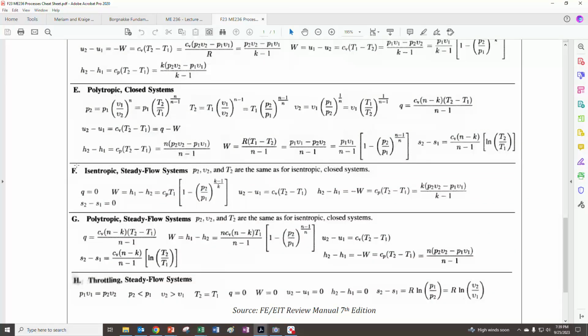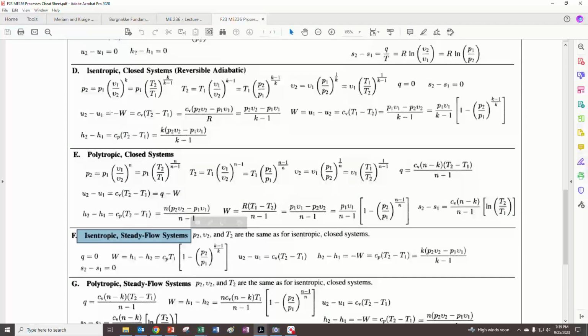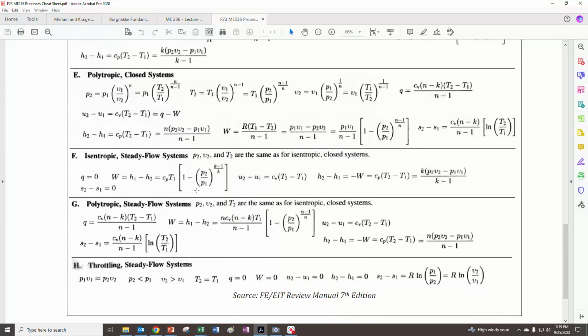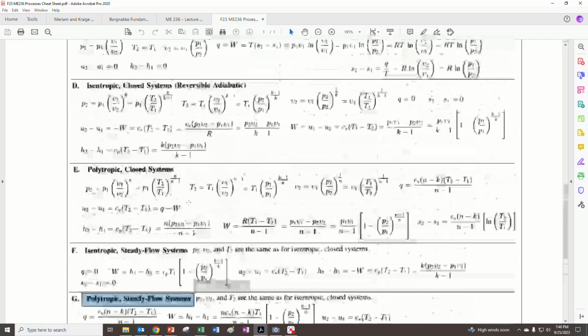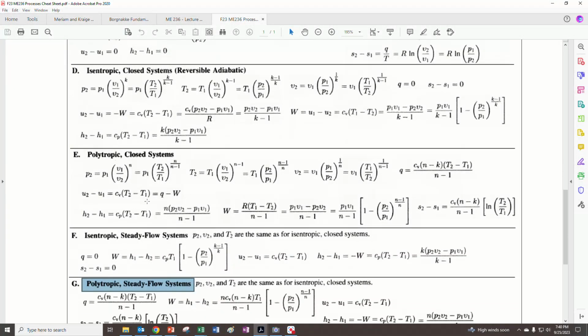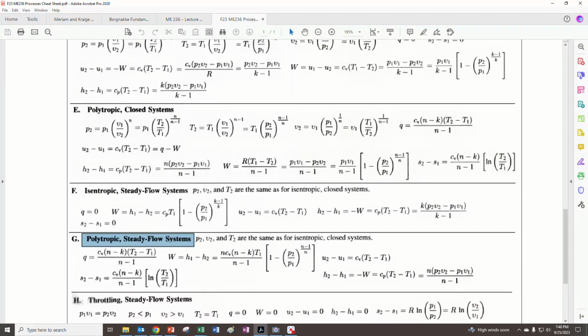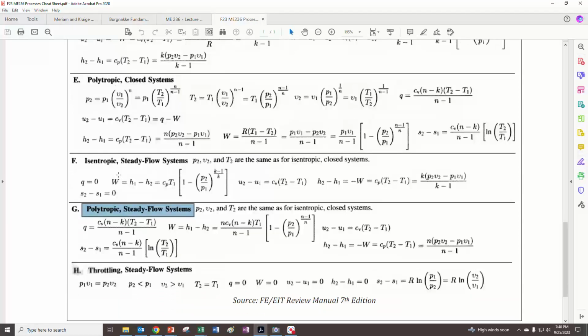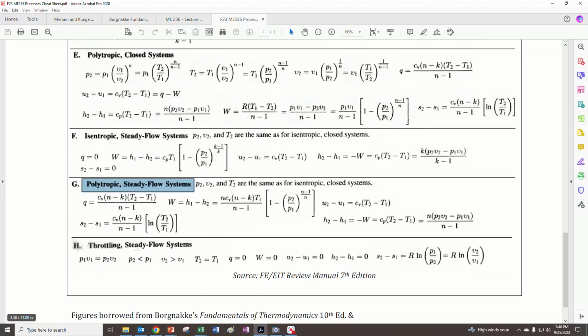We also have isentropic for steady flow systems, which are different from isentropic for closed systems. And we'll learn about that sometime soon. Here's a polytropic for a steady flow system as opposed to the polytropic for a closed system. And we could observe what some of those differences are going to be from this. And then last we have a throttling process.